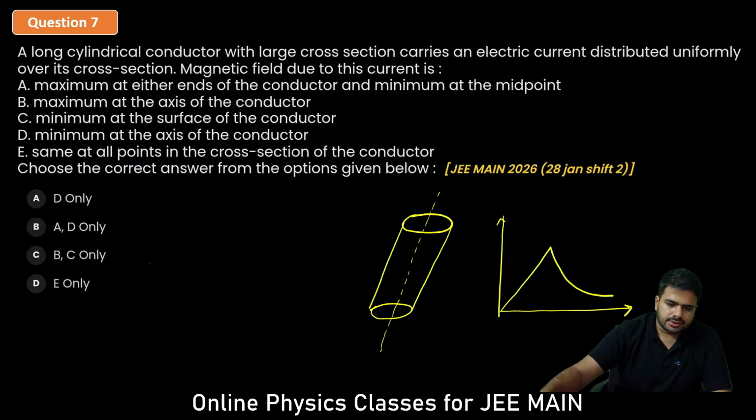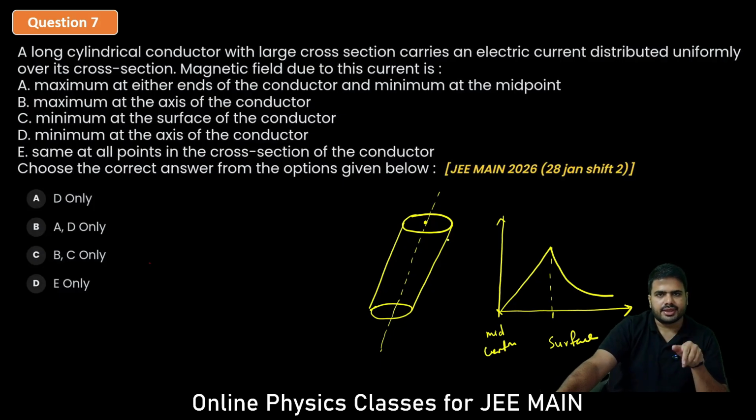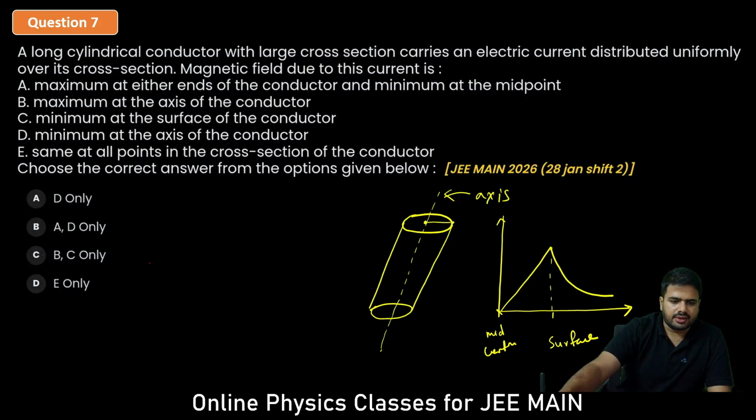This is the magnetic field at the surface, and this is at the midpoint, the center point, from the central line, or the axis. From the axis we are moving outward in this direction, and this is how the magnetic field is going to vary. From inside to the surface, the magnetic field is increasing linearly, and then it is decreasing outside. Here is the curve we are getting.